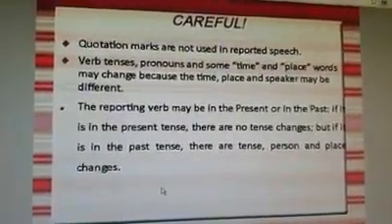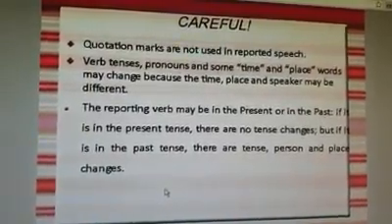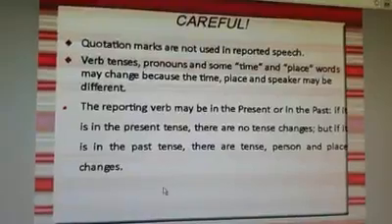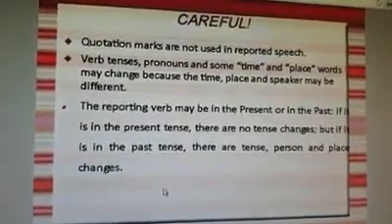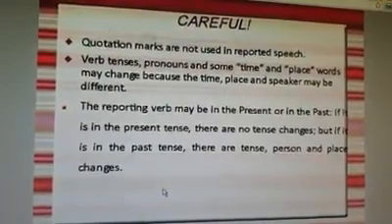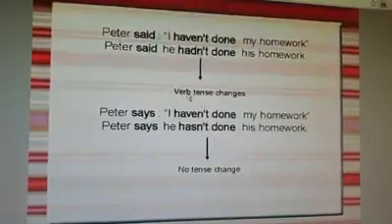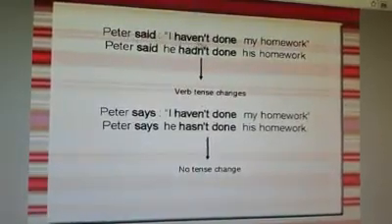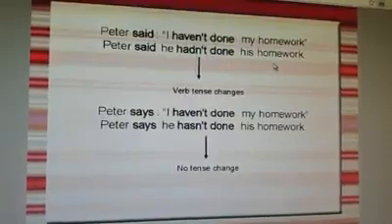The reporting verb may be in the present or in the past. If it is in the present tense, there are no tense changes. But if it is in the past tense, there are tense, person, and place changes. Let us see these two examples here. Peter said, "I haven't done my homework." Peter said he hadn't done his homework.